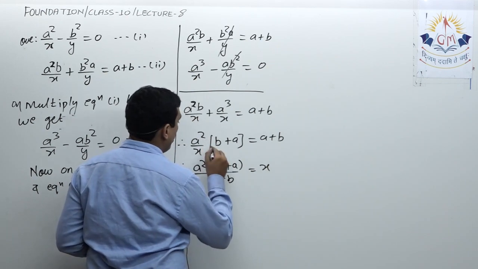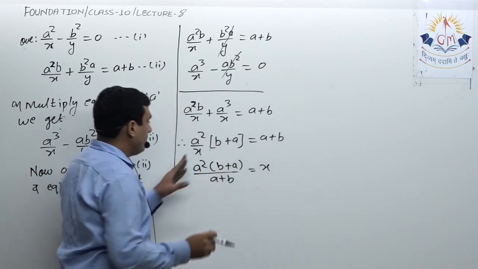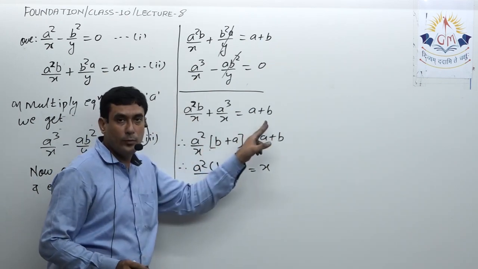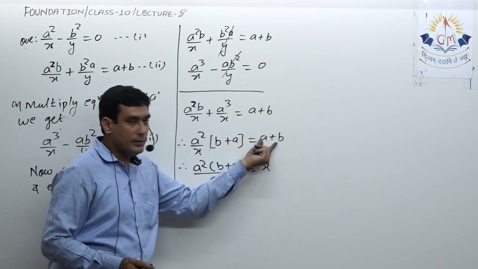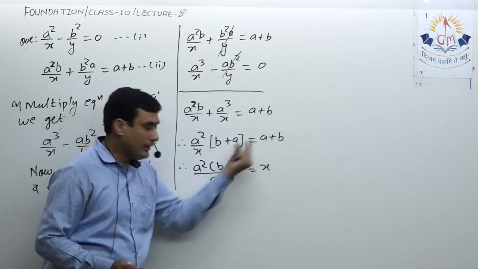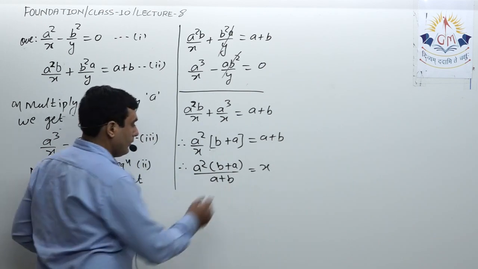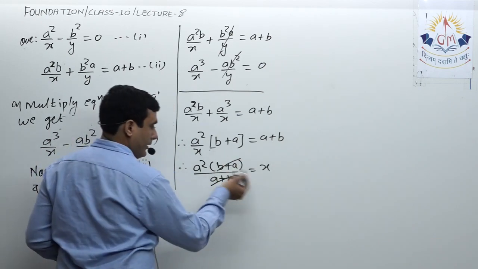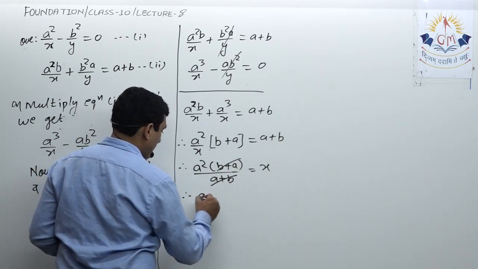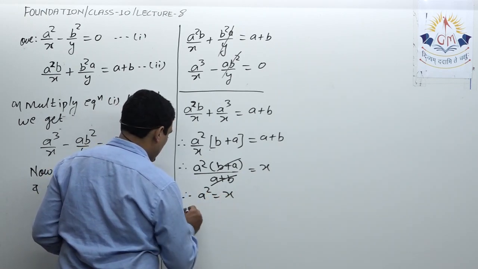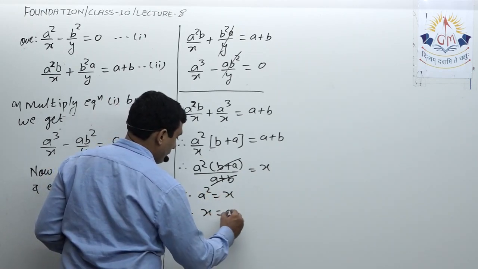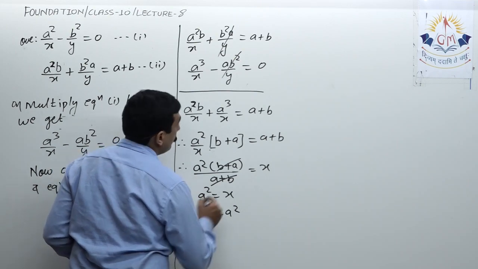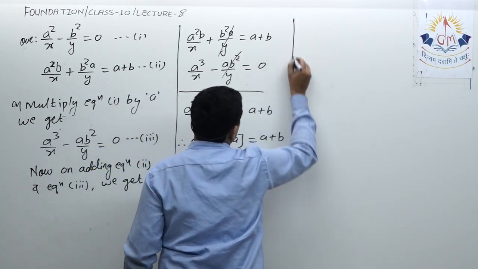You can say I cross multiplied. I took the terms in the denominator from here in the numerator over here, and the term which is in the numerator on the right hand side I took on the left hand side. So this a plus b and b plus a is the same thing, will cancel out. So I can say a square equal to x, therefore x equal to a square. So I got the value of one variable.